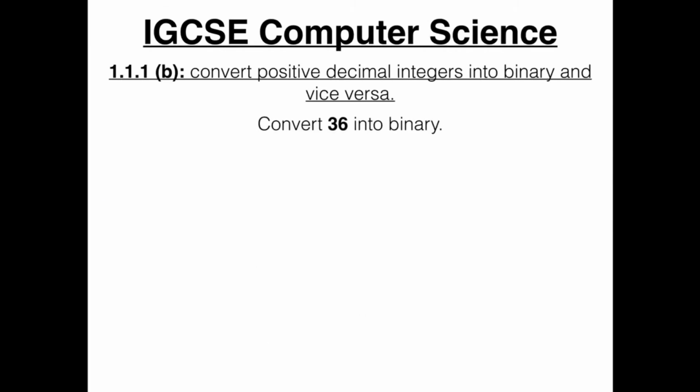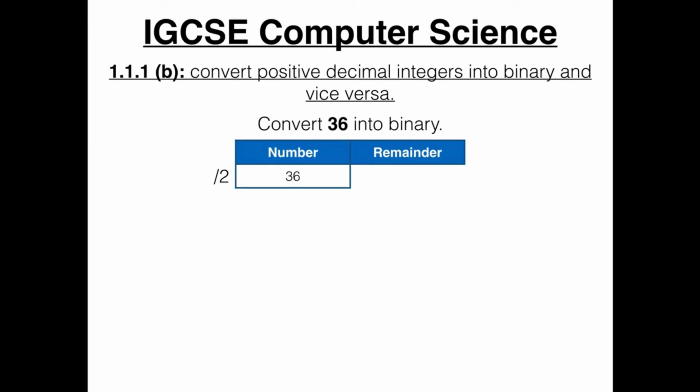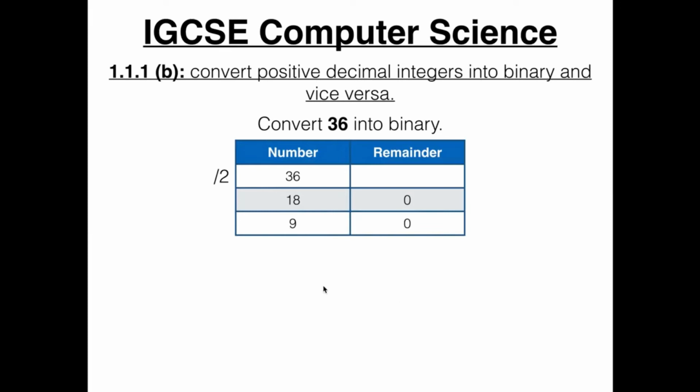So let's try the second method, using the same number to prove that it works. This is the division by 2 method, where we get the remainder. Now we know that with the number 2, the remainder can only be 0 and 1. So let's do this. 36 divided by 2 would give us 18 with a remainder of 0. 18 divided by 2 would give us 9 with a remainder of 0. 9 divided by 2 would give us 4, remainder 1.